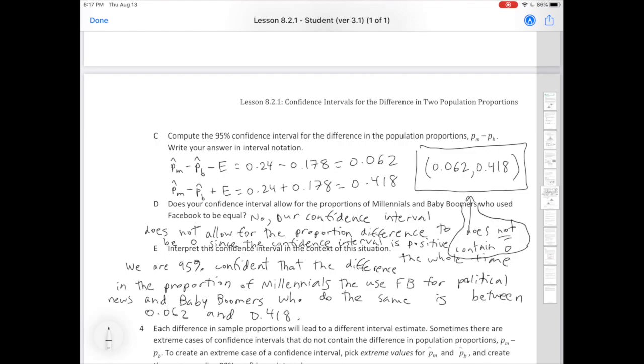Okay, so remember, we are not finding a single proportion here, but we're finding the difference. And so what we're saying is that if you take one and subtract the other, it's going to be somewhere between those two numbers, and that we're 95% confident of that.